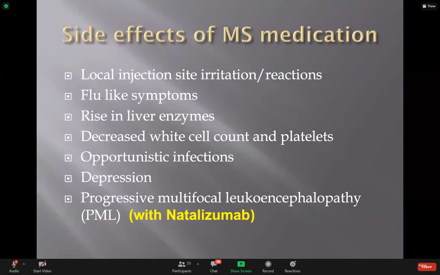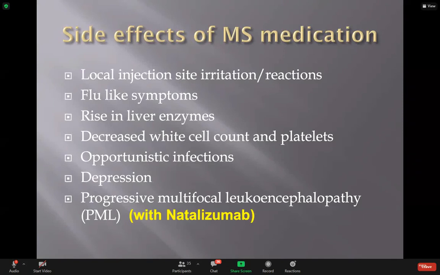So, side effects of MS medication: there's local injection site irritation if you're taking the subcutaneous injections, flu-like symptoms, rise in liver enzymes, decreased white cell count and platelets. Opportunistic infections are much rarer than with other drugs. Depression can happen, and progressive multifocal leukoencephalopathy with natalizumab. This is a rare infection that happens. It's due to the JC virus.